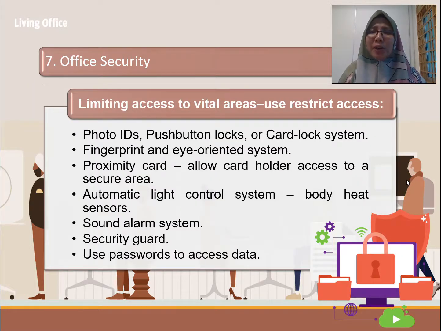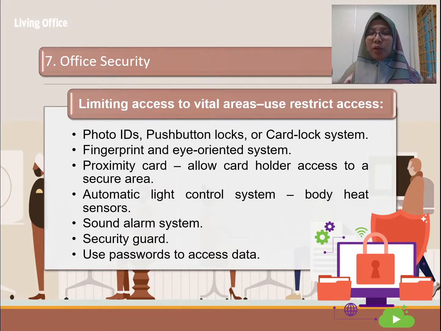Okay. So, how are you going to make sure to protect what we call the vital information? The first one, you need to limit access to vital areas, such as using restricted access for people to get access to that vital information. Next is photo IDs. Okay. The push button lock or the card lock system. The second one is fingerprint and eye-oriented systems. Okay, yes, we are familiar with the fingerprint and eye-oriented system.